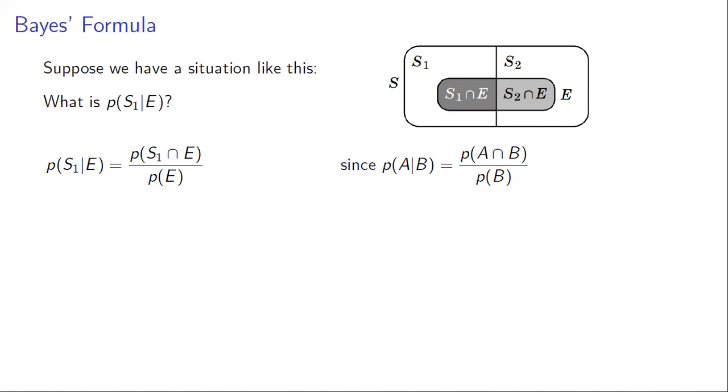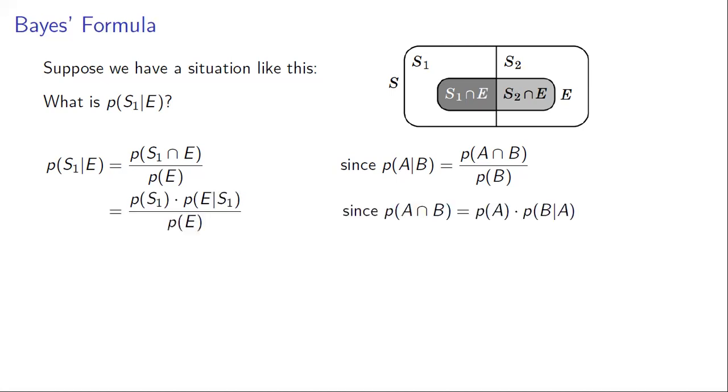Okay, next we go a step further and we say that this is equal to probability of S1 times probability of E given S1, all divided by probability of E. So where does this come from? The probability of E stayed the same, but what we did was we took this probability of S1 intersected with E and changed it into this. And what was our justification for that? Well, we've seen a formula that probability of A intersected with B is equal to probability of A times probability of B given A.